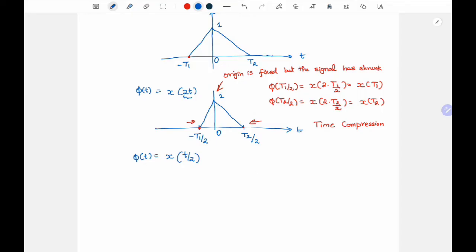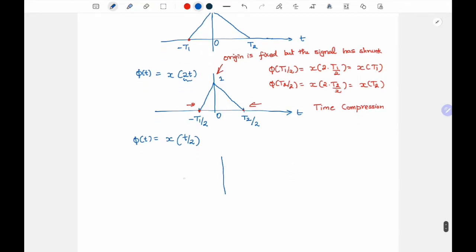So here the signal was faster, a faster playback. If you want to slow down, what do you do? You just take x of t by 2. In that case, how will it look? It will go from minus 2t1 to 2t2, and the amplitude will be the same. So now you can see it has expanded. You can call it time expansion.